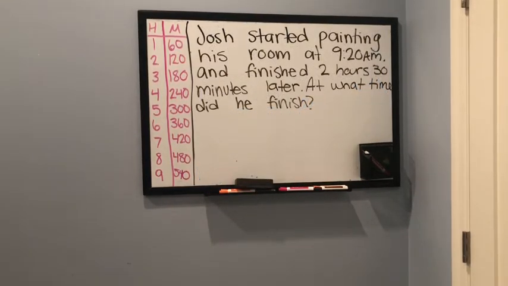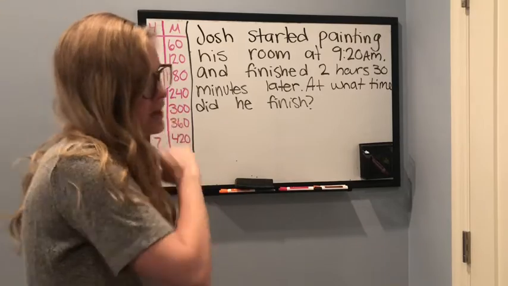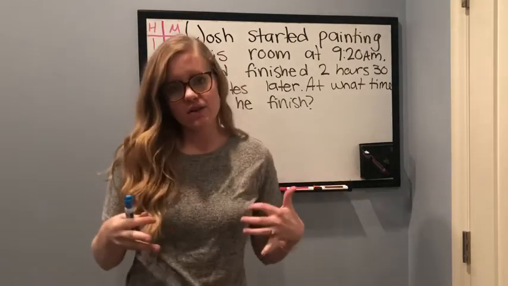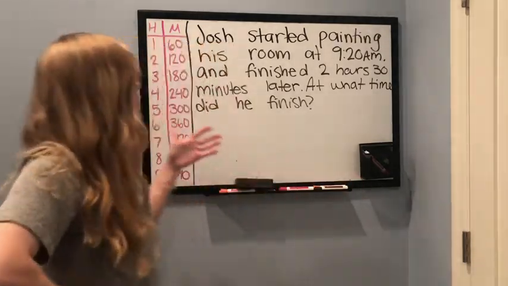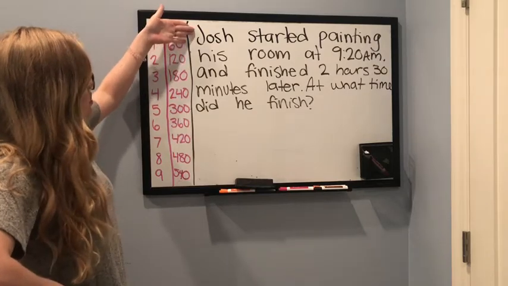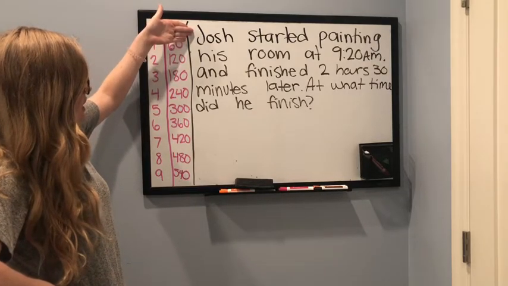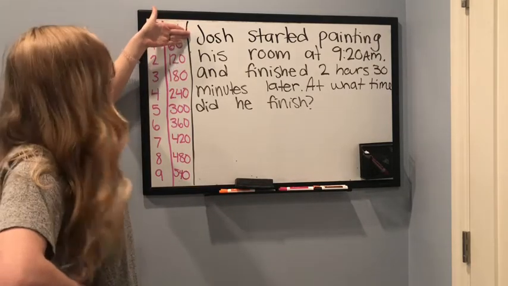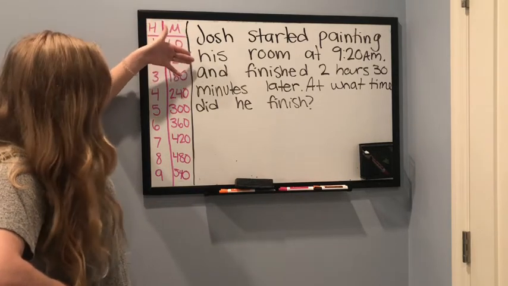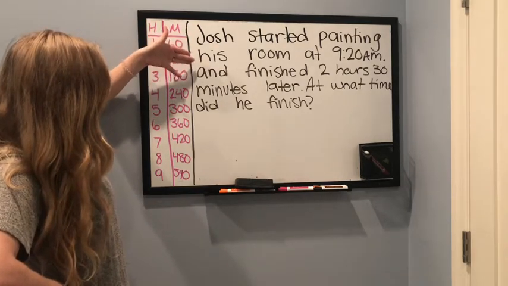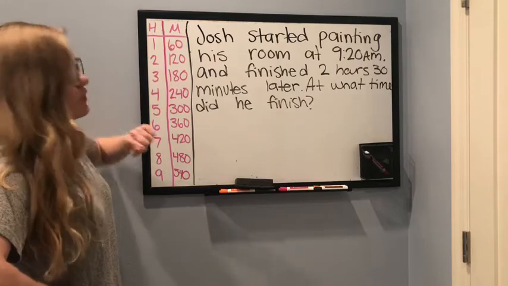All right, scholars, so this one is the one that you're going to do independently, and then we'll come back together and solve it together. Your question is, Josh started painting his room at 9:20 a.m. I hope he asked his mom and dad. And finished 2 hours, 30 minutes later. At what time did he finish?